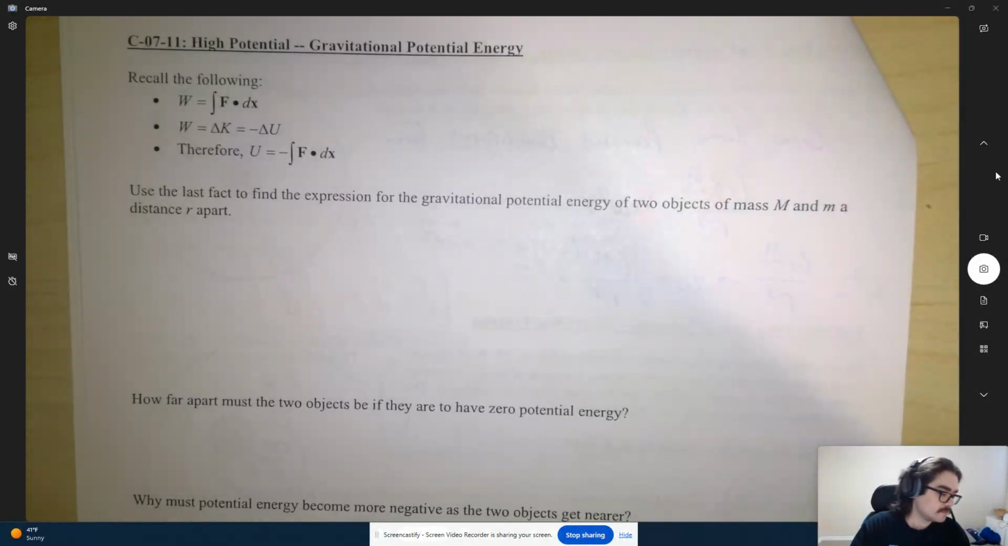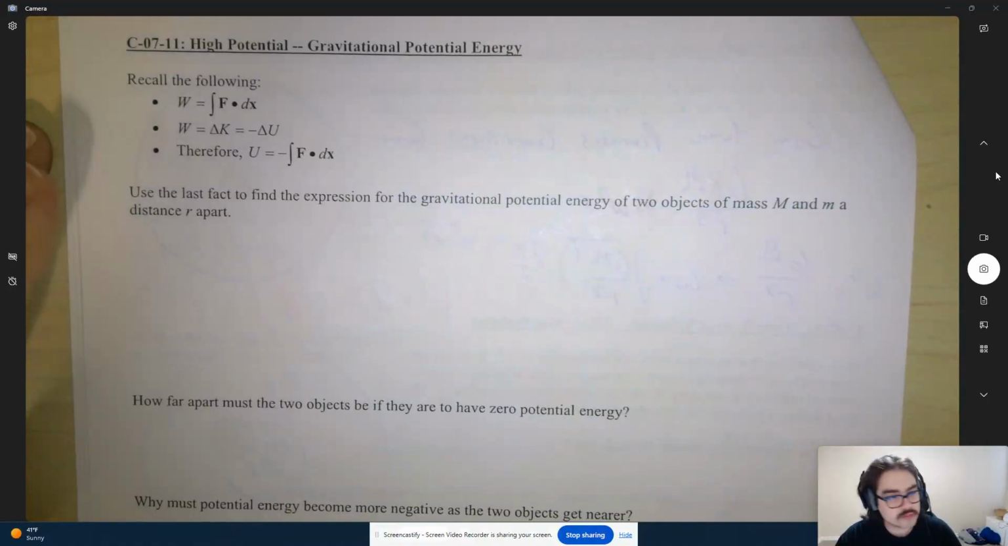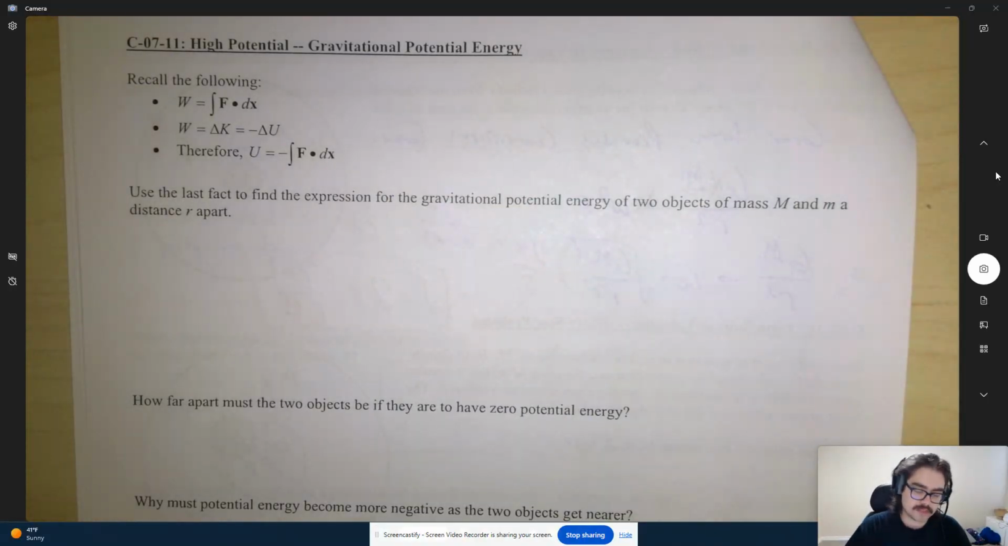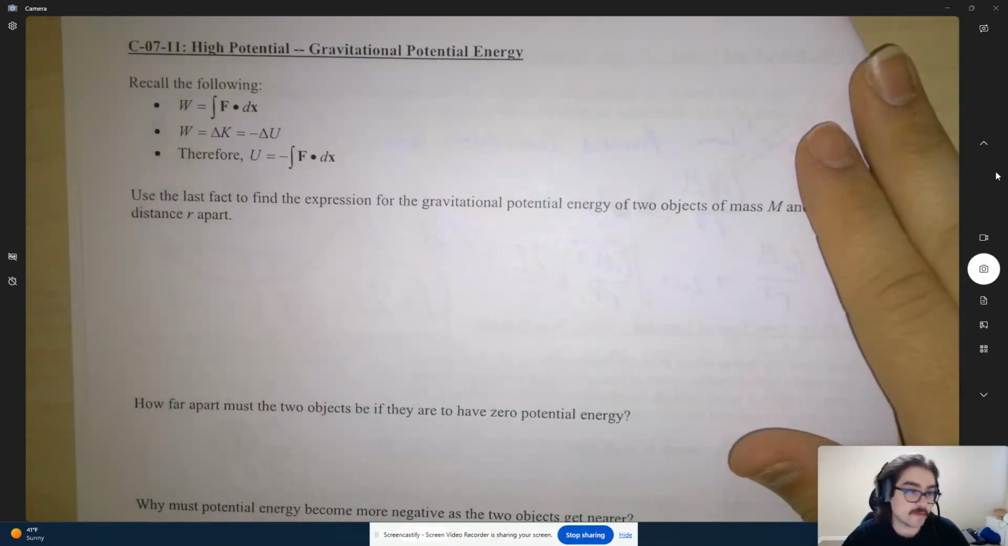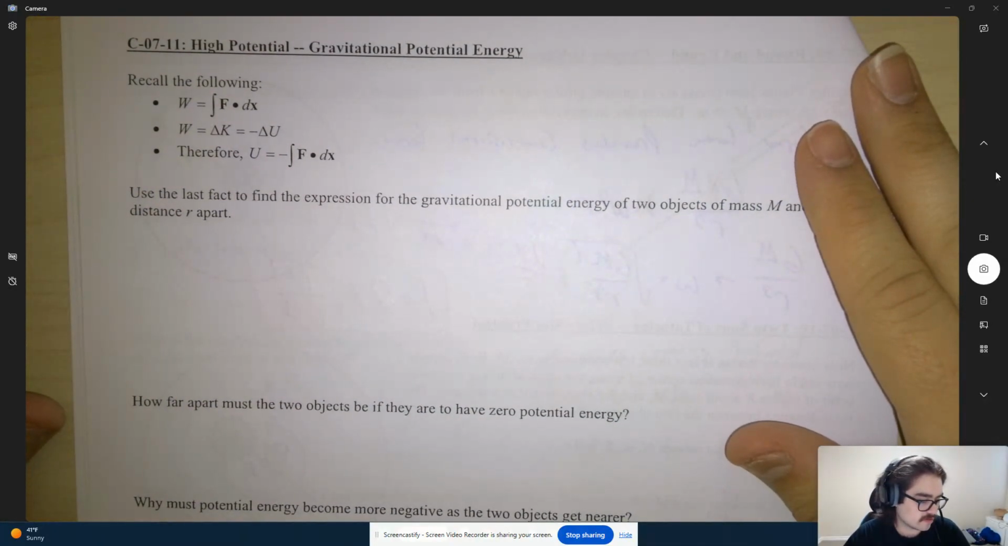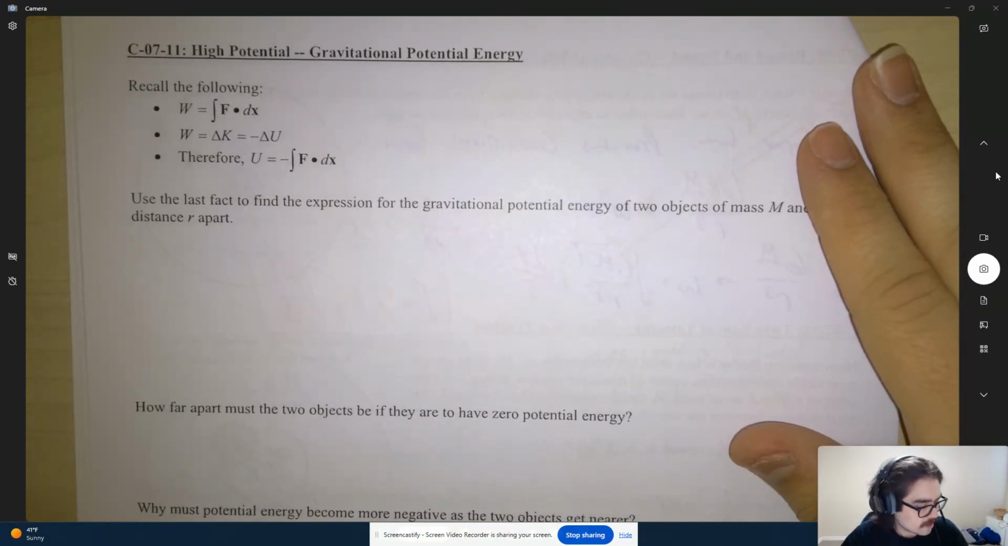All right. This is gravitational potential energy. Yes, you learned it two units ago, or you relearned it two units ago, but remember that gravitational potential energy is different for orbits, particularly because the gravitational force is a little bit different, right?